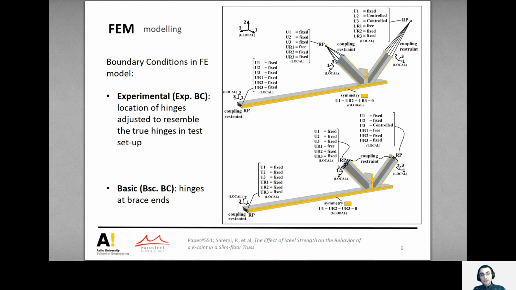The symmetric half of the joint geometry was defined in the finite element model for computational efficiency. Hinged boundary conditions were assigned to brace ends, and the chord end was clamped. For validation of the FEM, the location of the actual hinges in the test setup were also considered, as shown in the top image. This is the experimental boundary condition. For the parametric studies, the hinges were simplified and were placed at the member ends, as shown in the bottom image.